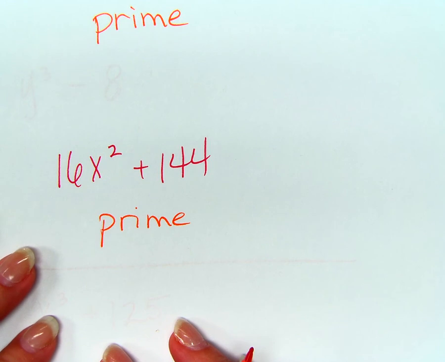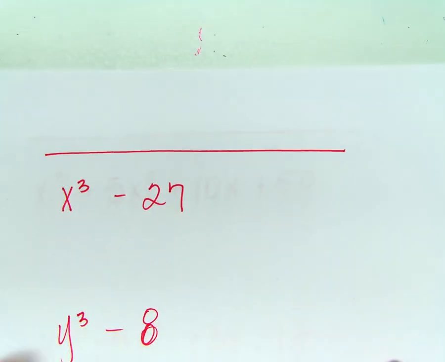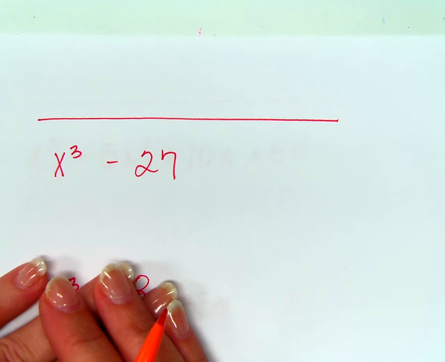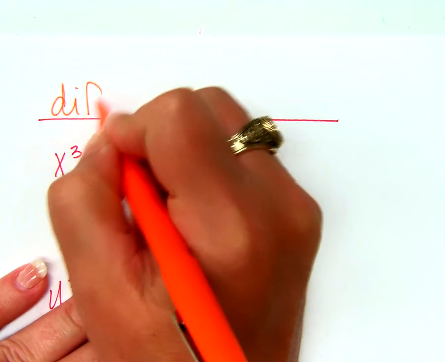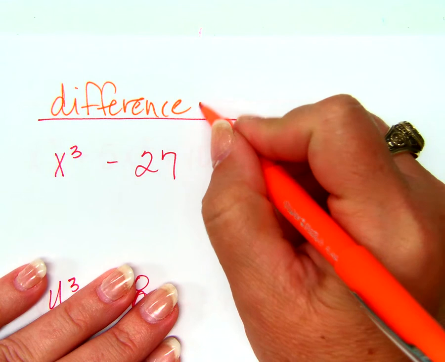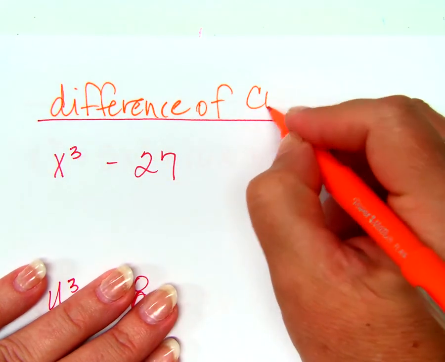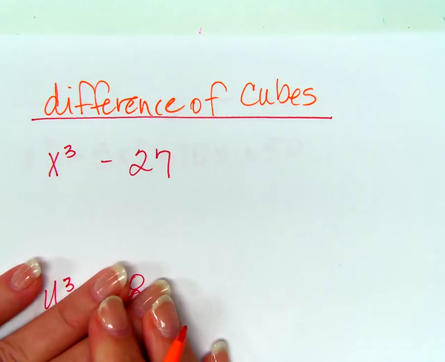What's this one? Difference? It's not the difference of squares, is it? x cubed is not a square. What is it? It's a difference of cubes.